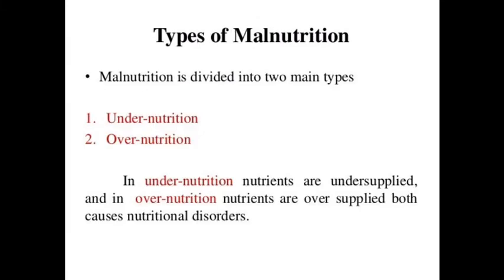There are basically two types of malnutrition. The first one is undernutrition and the second one is overnutrition. In undernutrition, nutrients are undersupplied, and in overnutrition, nutrients are oversupplied. Both cause nutritional disorders.